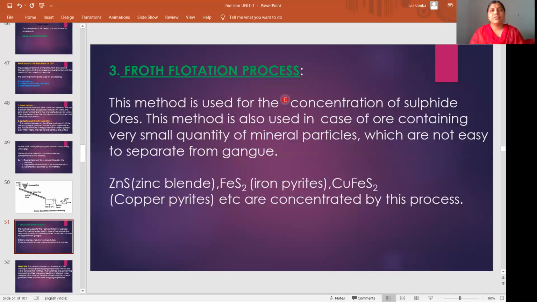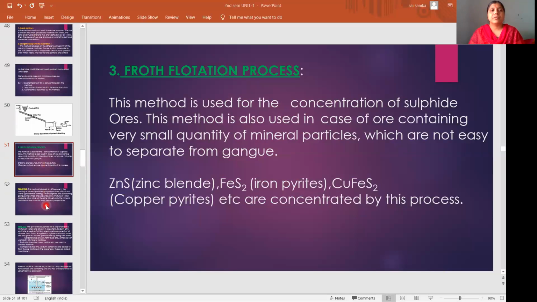This method is used for which ores? For sulfide ores. To concentrate sulfide ores, we will use this flotation process. It is also used in case of ore containing a very small quantity of mineral particles which are not easy to separate from gangue. For example, zinc blende, iron pyrites and copper pyrites are concentrated by this process.